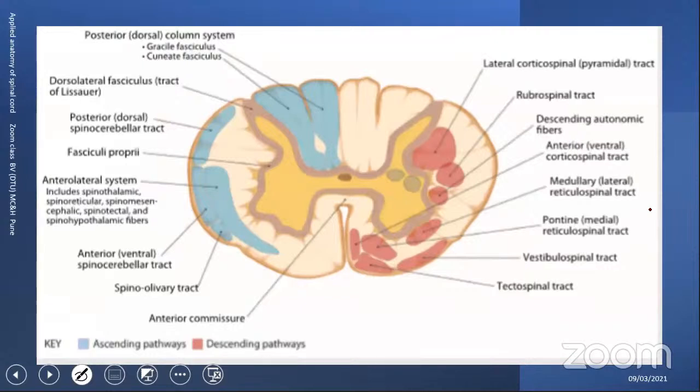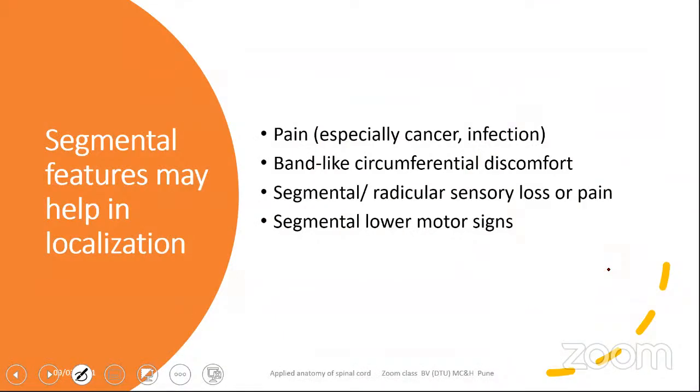The spinocerebellar tract is placed anteriorly also, and the anterior commissure is seen here. This is the anterior commissure, and you can see, for the benefit of clarity, it is divided on both sides, but both sides have ascending and descending tracts. The descending tracts are corticospinal, rubrospinal, and also the reticulospinal, vestibulospinal, and tectospinal. These are the descending tracts, and you also have the autonomic fibers. The segmental features may help in localization.